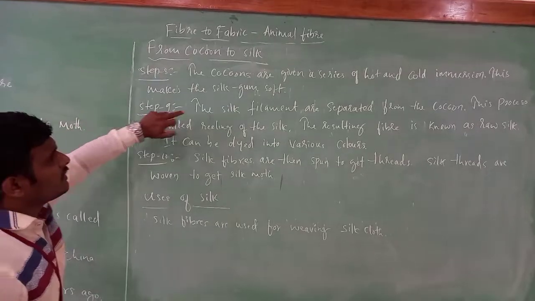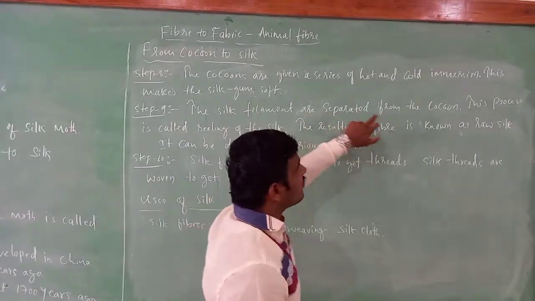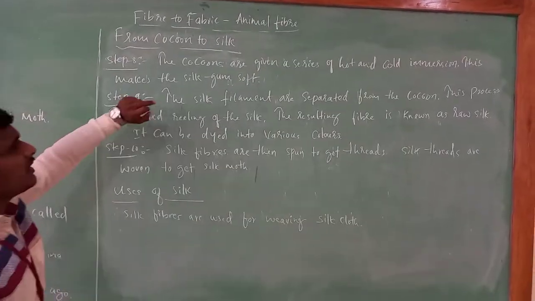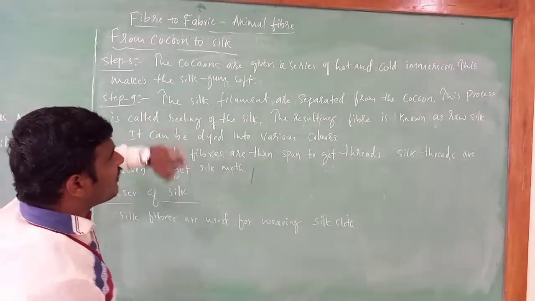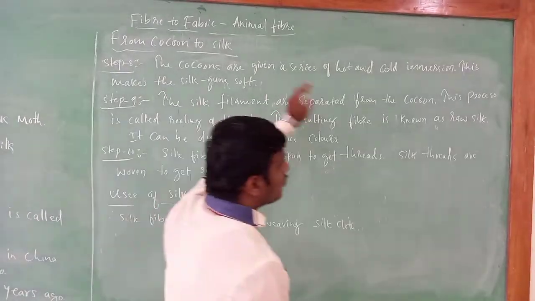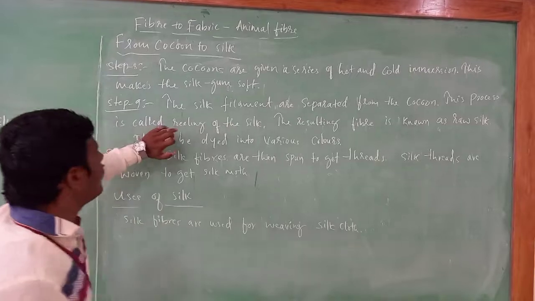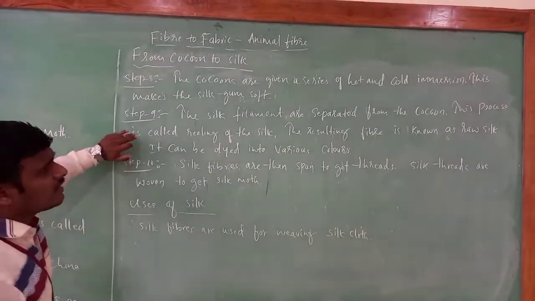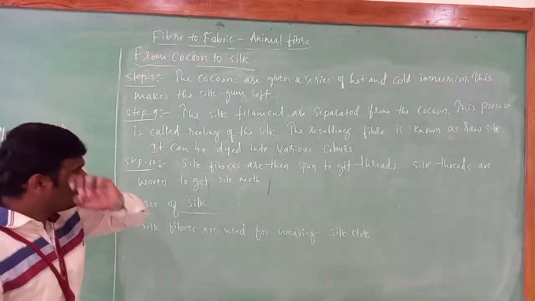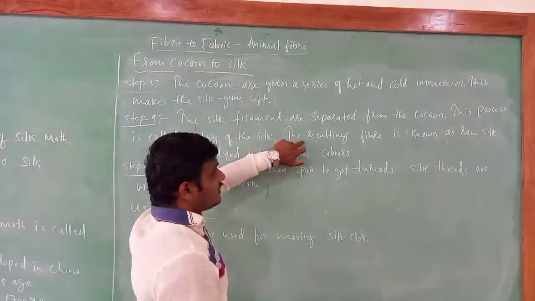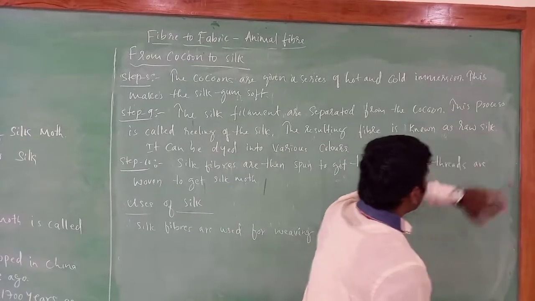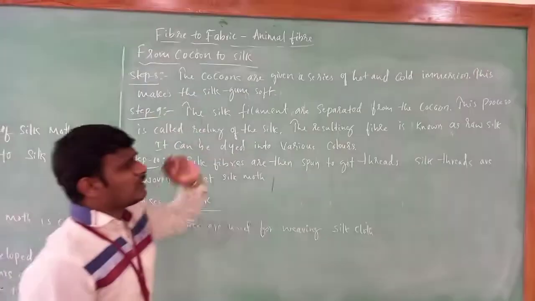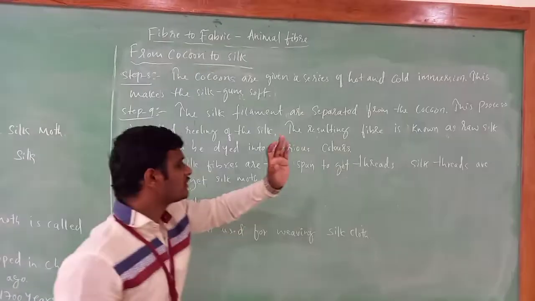In step 9, the silk filaments are separated from the cocoon. After we give the hot and cold immersion, we separate the silk filament from the cocoon. This process is called reeling of silk. The resulting fiber is known as raw silk. So after getting the silk from the cocoon, we call it raw silk.